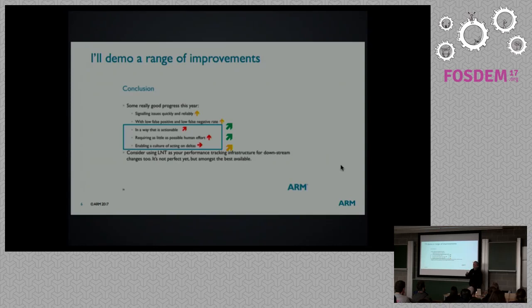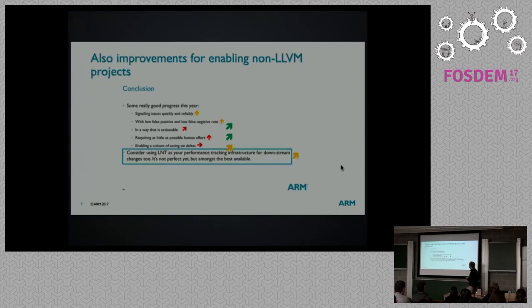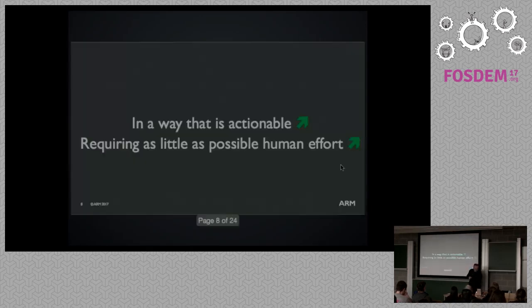Spoiler alert, I think for all three of these, we've made some improvements. I'll show you some details later on. I also ended by saying, consider using LNT as a performance tracking infrastructure. I think since last year, we made it a little bit easier to actually do so. I'll give a few more details. So first, on making sure that a continuous integration system signals things that are actionable and require little human effort.